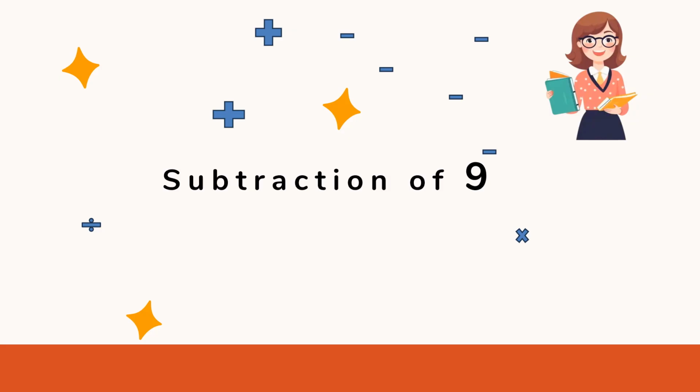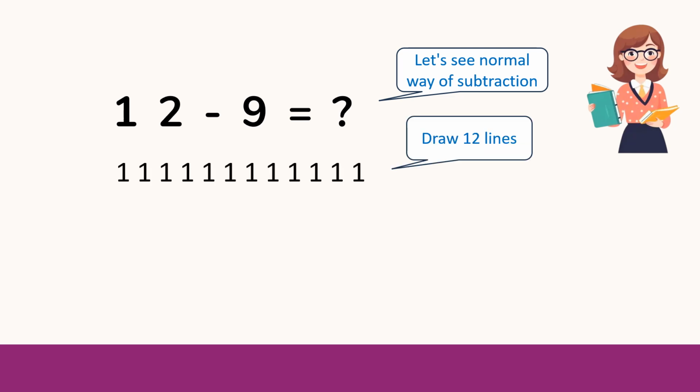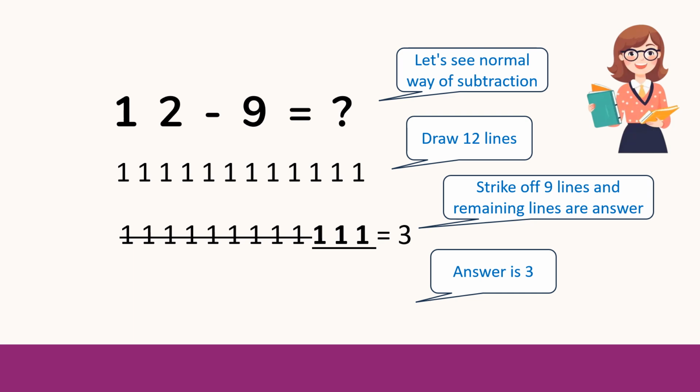Today we will learn subtraction of 9 with a new technique. Let's start with this example. How do we normally subtract 9 from 12? You will draw 12 lines first. Then strike off 9 lines, and the remaining lines are the answer. In this case, the answer is 3.